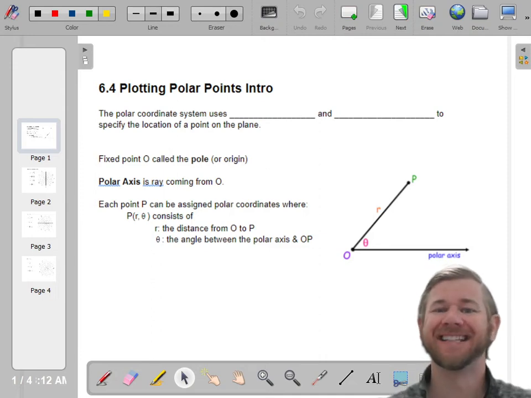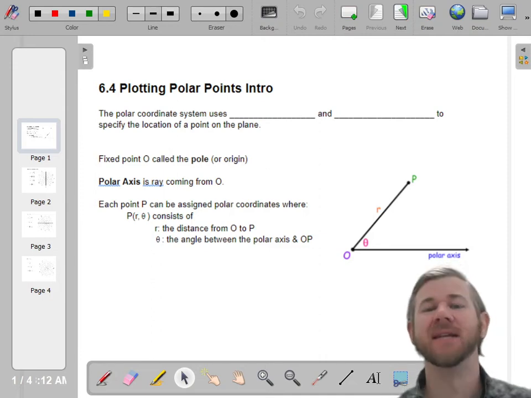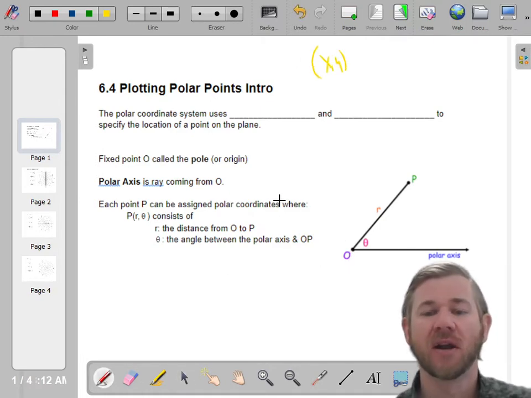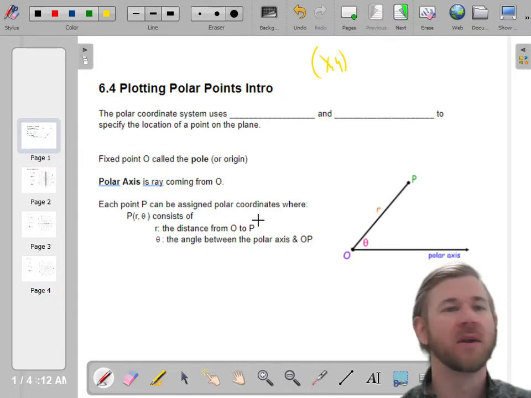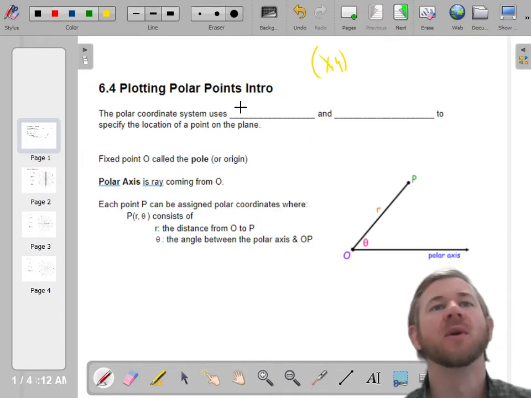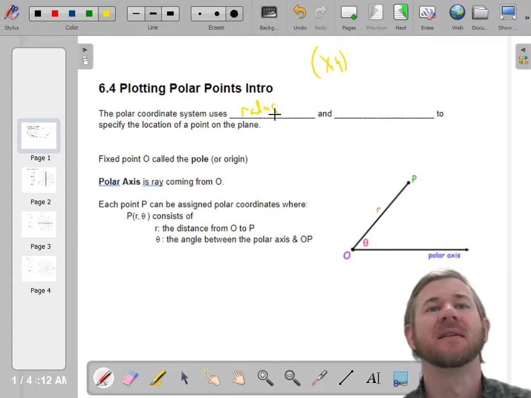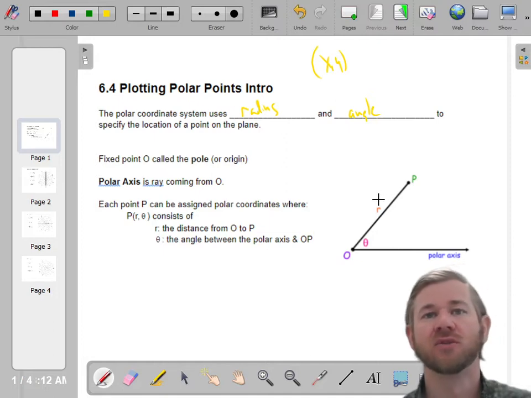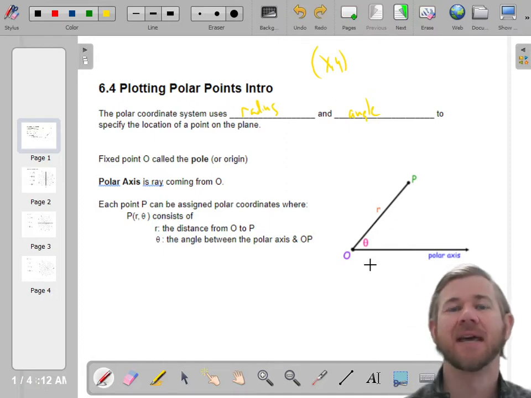Hello everyone, let's plot some polar points. This is kind of a different game than you're used to. You're used to seeing x comma y, but when we are graphing polar points, we don't use x, y anymore. We use a radius and we use an angle to specify the location of a point. So we're going to use a radius, so some length, and then we're going to use an angle.